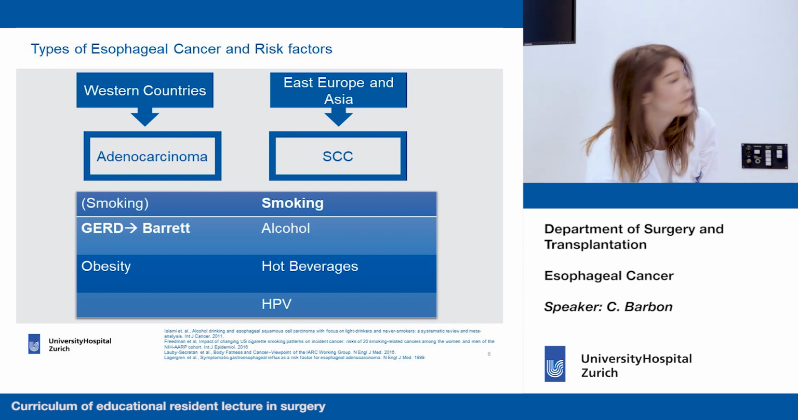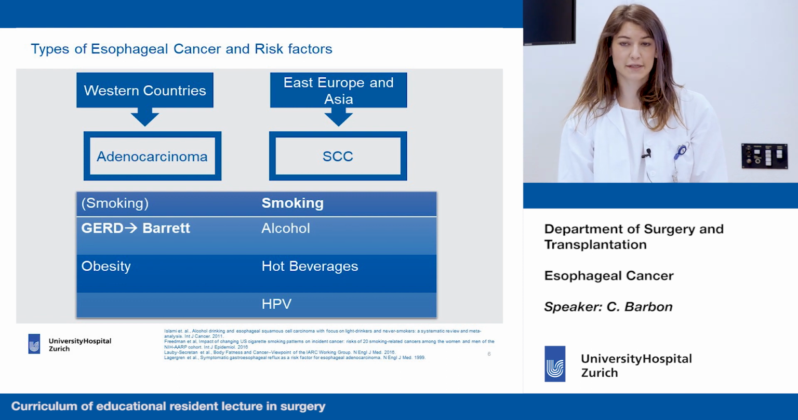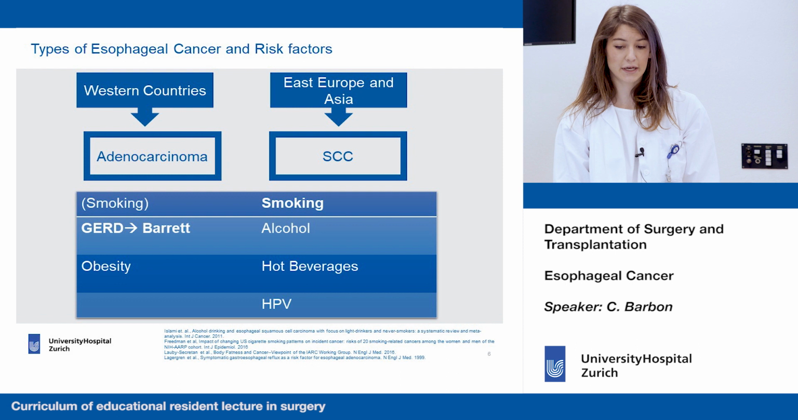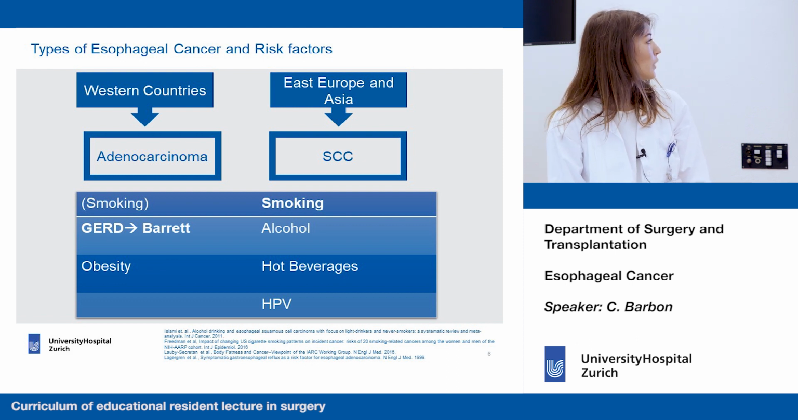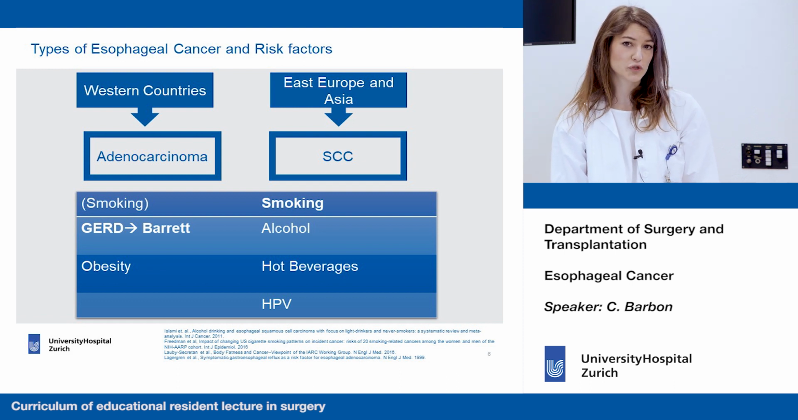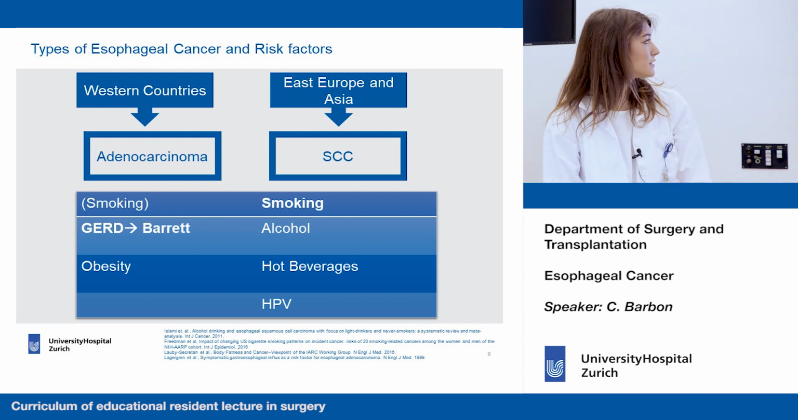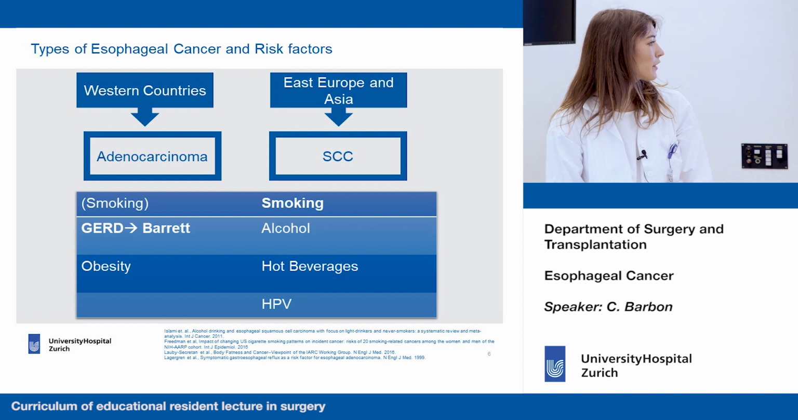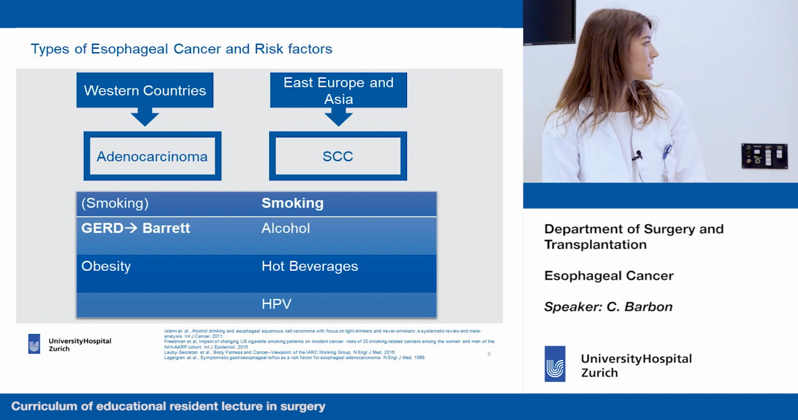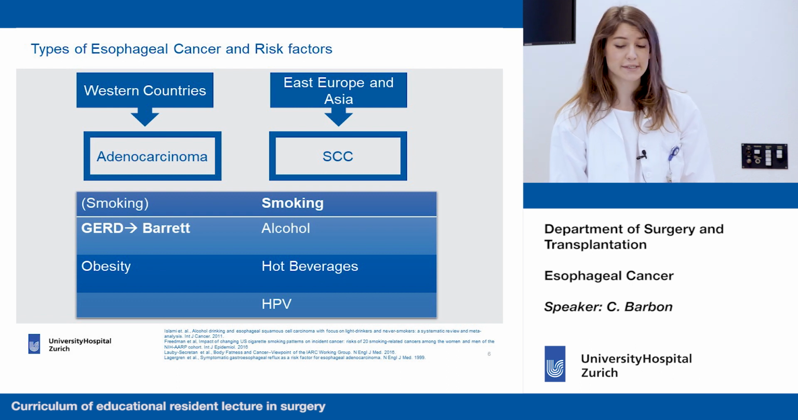What is interesting is that the two types of cancer have different incidence in the world. So we see adenocarcinoma much more in the Western world, whereas squamous cell carcinoma is much more seen in East Europe and Asia. And we, in Europe, actually saw a change in trends in the 70s. So we also had more squamous cell carcinoma before the 70s, but then squamous cell carcinoma has been decreasing and adenocarcinoma has been increasing. And the reasons probably stem from the risk factors, because in our Western world, there has been a decrease in smoking and alcohol, but an increase in obesity.